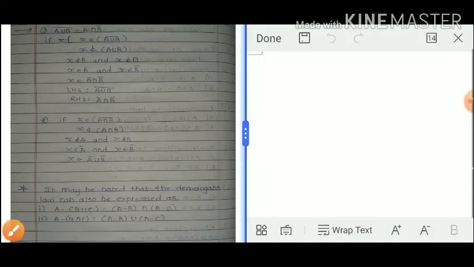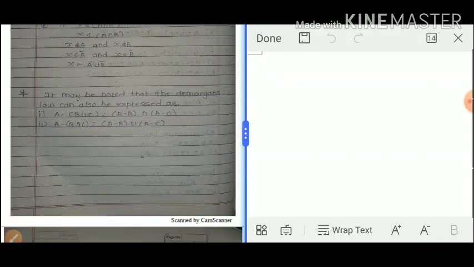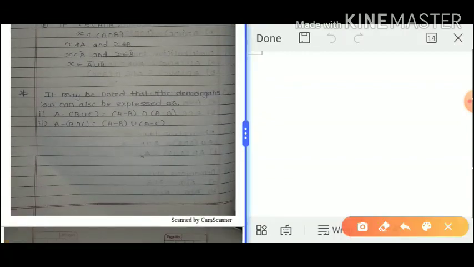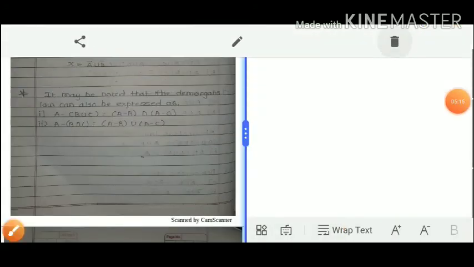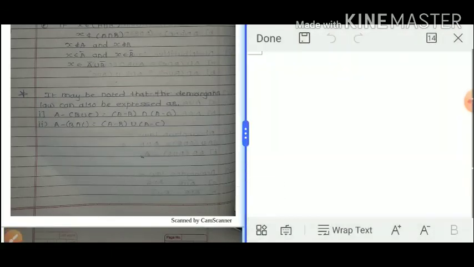Next, a note: there are two more De Morgan's laws. De Morgan's law can also be expressed as A minus B union C, which is equivalent to A minus B intersection A minus C. And the second De Morgan's law: A minus B intersection C equals A minus B union A minus C.